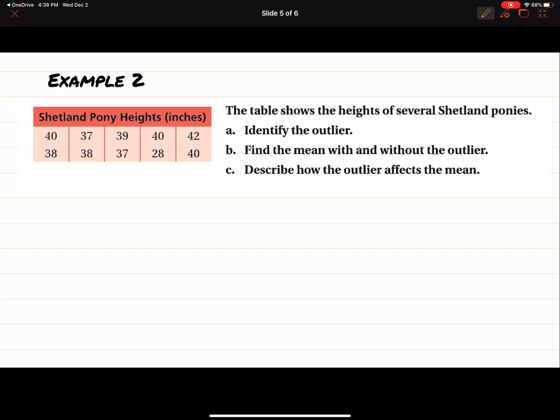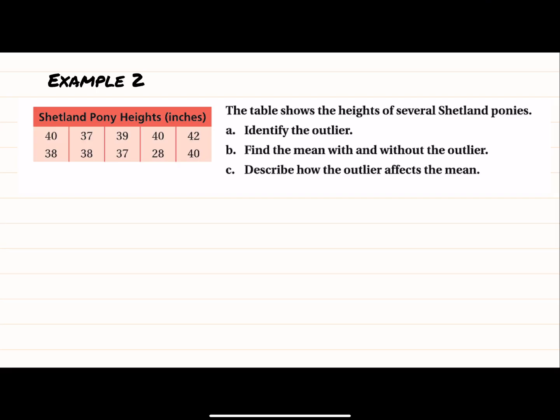Example 2 says, the table shows the heights of several Shetland ponies. A says to identify the outlier. Okay, so I've got 40, 38, 37, 38, 39, 37, 40, 28, 42, and 40. Notice these are all very close to the number 40, except for one. We got one down here in the 20s. So my outlier is 28, because it's the one off doing its own thing.